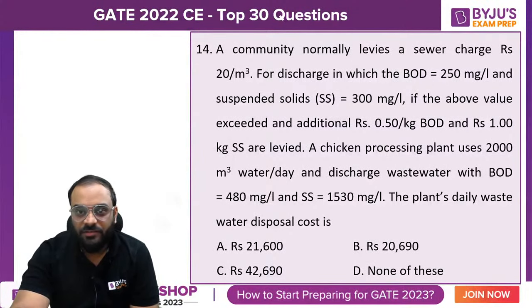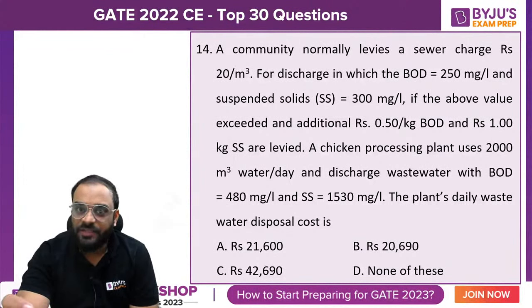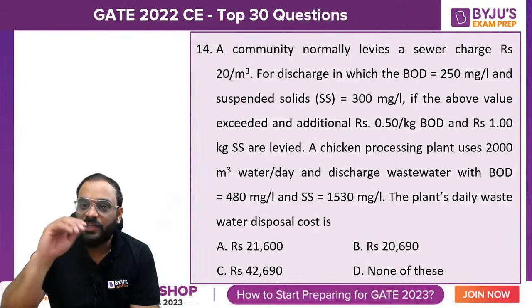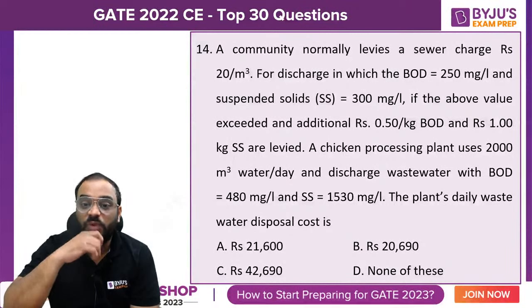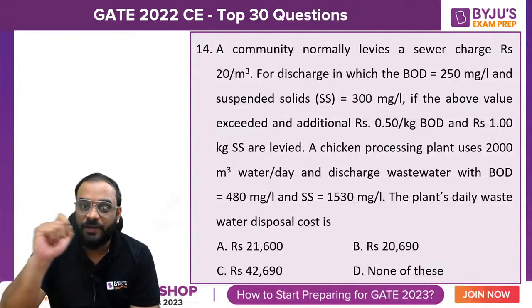We have a community, and we are taking a charge of 20 rupees per meter cube of sewage for discharge in which the BOD should be 250 milligram per liter and the suspended solid 300 milligram per liter. If the values are exceeded, these being the standard values, then an additional charge will need to be put, and the rate will be 0.5 rupees per kg of BOD and 1 rupee per kg of suspended solid.